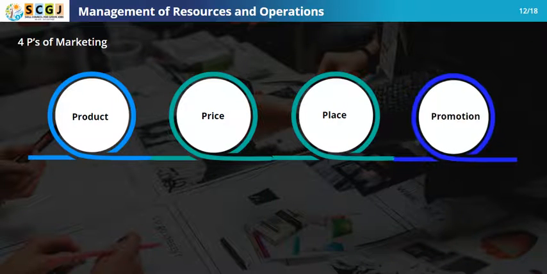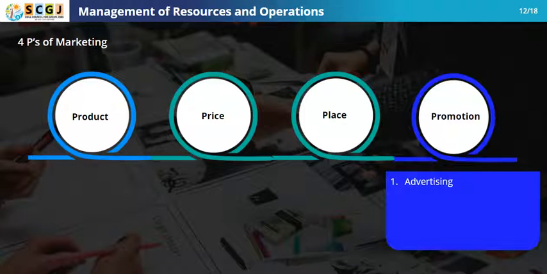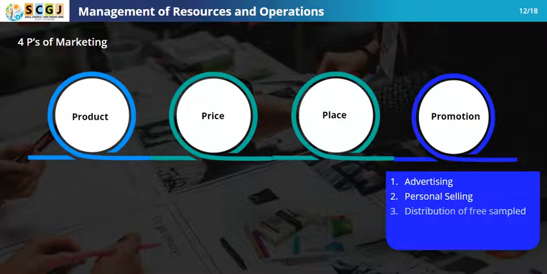Promotion. A product doesn't sell on its own. The customers need to be informed about the product, its specialities, its difference from the other products, and discount, if any, available on that product. In today's world, because of the excessive reach of technology, this feature has become really crucial in gaining customers and increasing the reach of the business. Promotion can be done by various measures, such as advertising, personal selling, distribution of free samples, exhibition and attractive packaging.